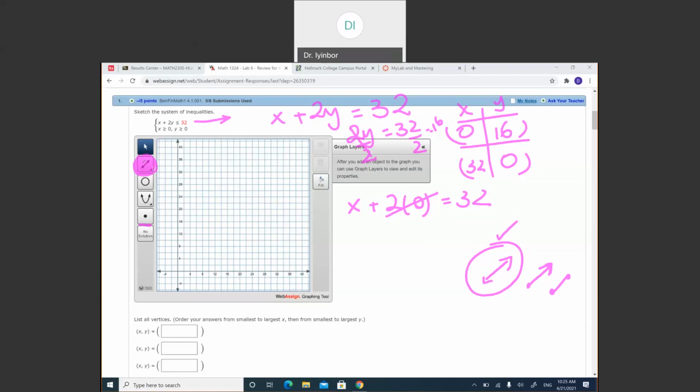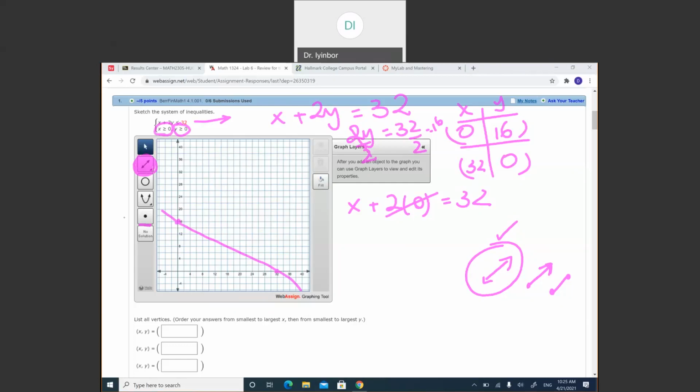Then after that, you're going to grab the 2 points. So you're going to click 0 and 16, and then 32 on the x-axis. When you click on those 2 points, WebAssign is going to create the straight line for you. And then after that, you have to graph x equals 0 and y equals 0, which are the x-axis and the y-axis. So you do the same.